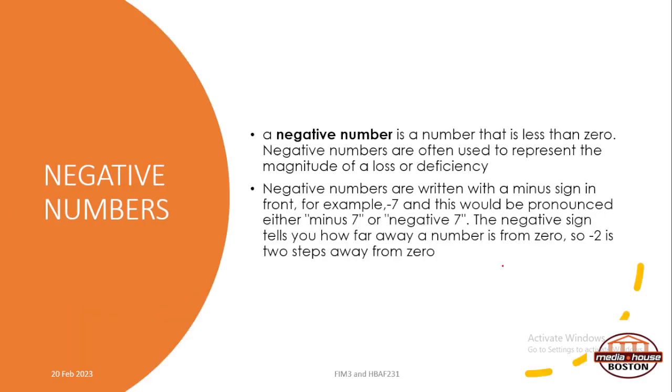And then we also have negative numbers. A negative number is a number that is less than 0, and negative numbers are often used to represent a magnitude, loss or deficiency. So we also use negative numbers to measure something that is less compared to the other. Negative numbers are written with a minus sign in front. For example, minus 7, meaning that this will be pronounced either minus or negative 7. So the negative sign tells you how far away you are from 0. So if it is minus 2, it is 2 steps away from 0.